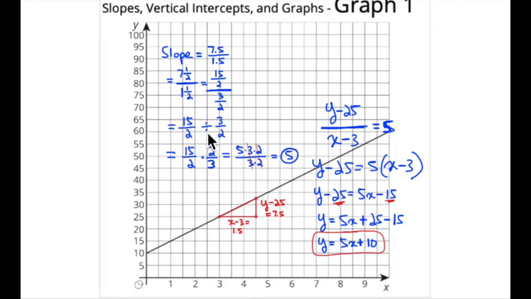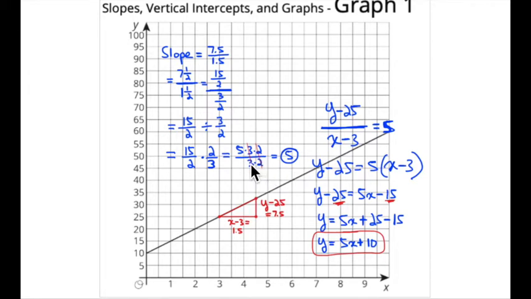15 halves divided by 3 halves is the same as 15 halves times 2/3. You're using the inverse operation, multiplication, and you're using the multiplicative inverse of 3/2, which is 2/3. Multiplying these together, 5 times 3 times 2 is 15 times 2, and 3 times 2 is 6 right there. These cancel. This 3 and that 3 cancel. This 2 and that 2 cancel. So 3 divided by 3 is 1. 2 divided by 2 is 1.